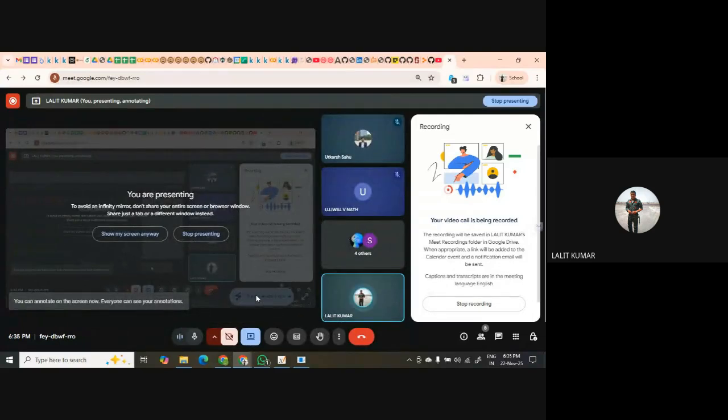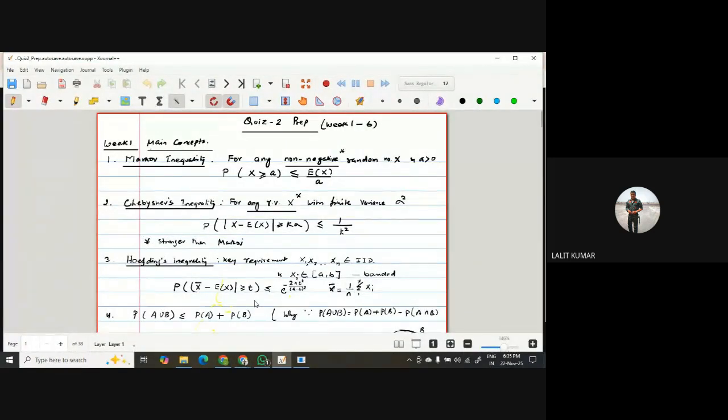Okay, so we will revise only the important concepts. We will not go into the detailed proofs which the professor has done during the classes. Just from the point of view of quiz 2. So Markov inequality is for a non-negative random variable. Probability of X greater than or equal to a is always less than or equal to expectation of X divided by a. It is a loose bound.